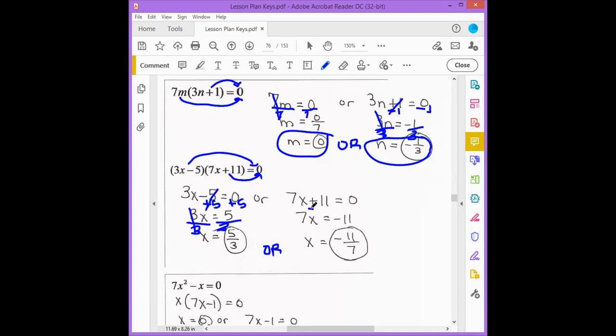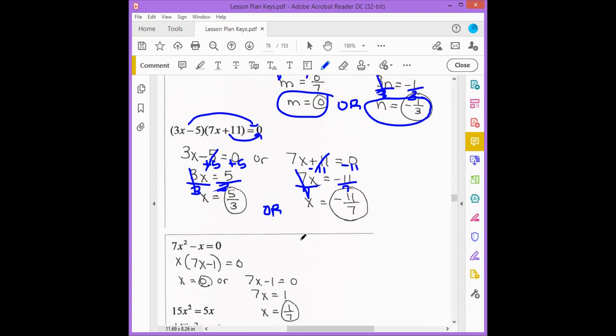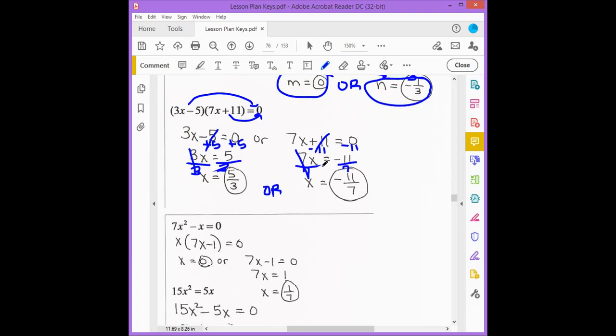Or on the right side, we're going to subtract 11 from both sides of this equation. The 11's will cancel on the left side of the equation. And on the right side, we have 0 minus 11. That gives us negative 11. Then we're going to divide both sides of the equation by 7. The 7's will cancel on the left side, leaving x. And that equals negative 11/7.